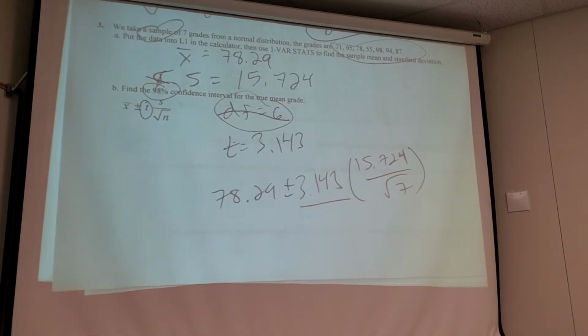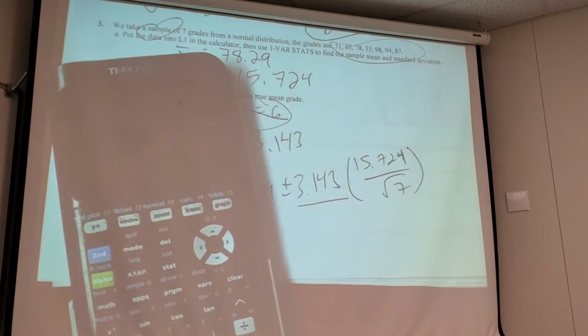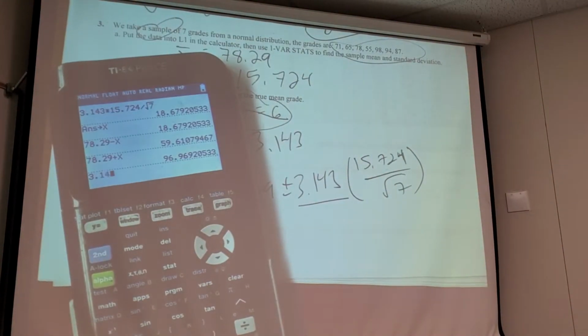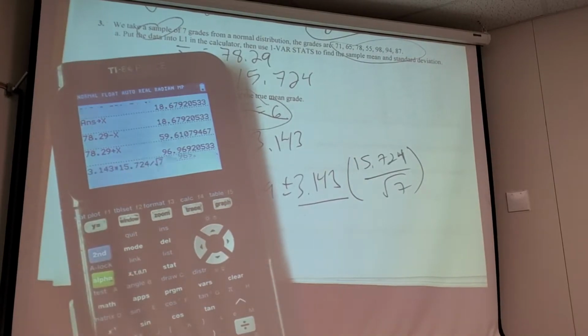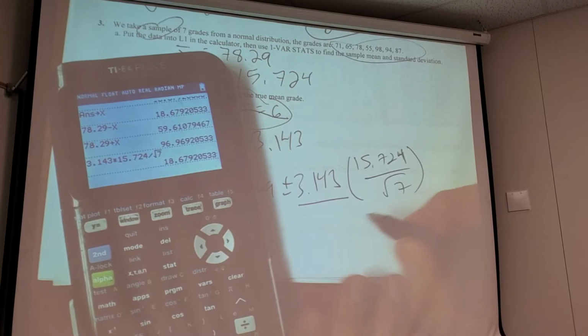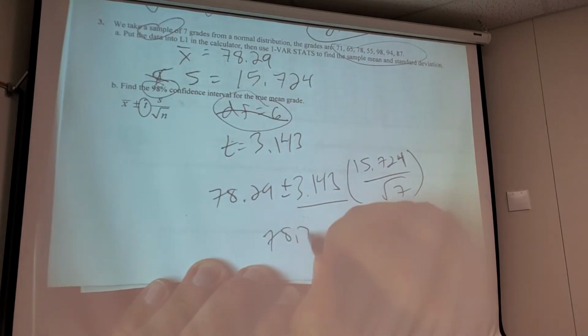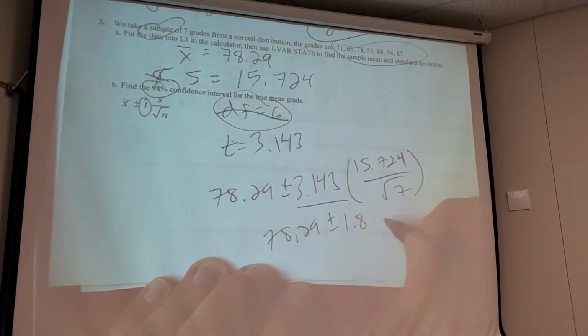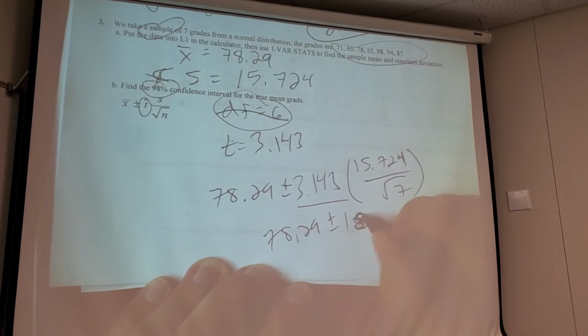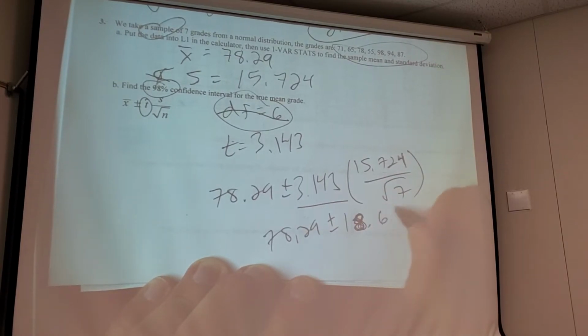What do you guys get for the error? 18.679. Let me see if I can get the same thing. Good job, John. So I got 78.29, give or take 18 point. No, Jeff. You're almost doing it, buddy. 18.68, roughly.